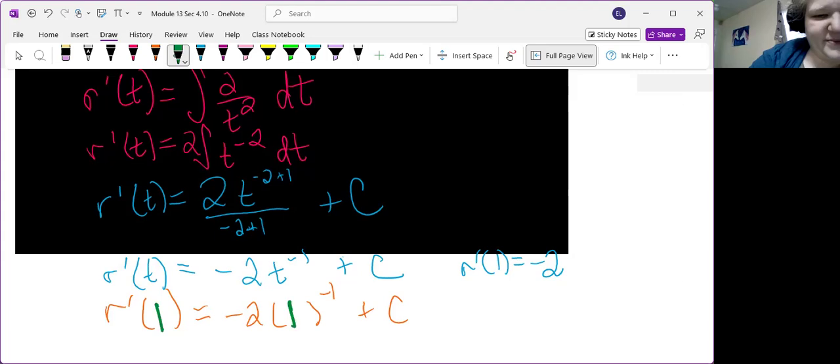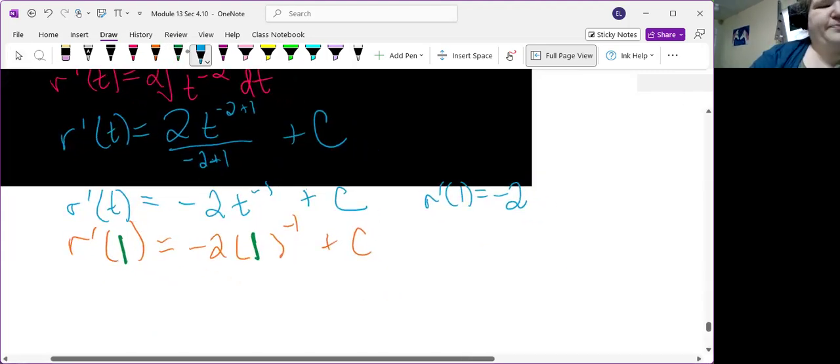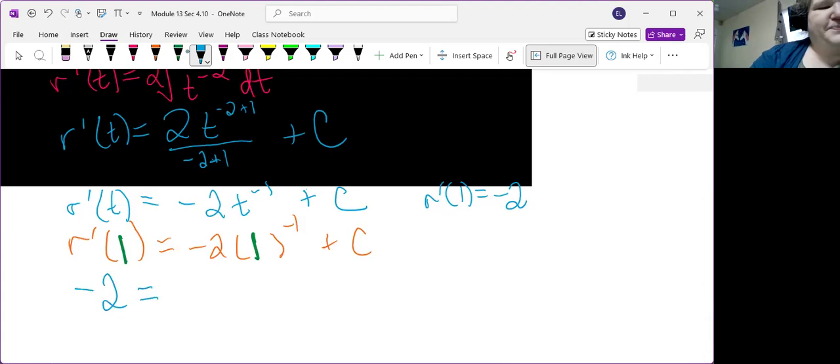So a 1 and a 1. But 1 is like our other best friend. We just get the constant. So 1 to the negative 1, 1 over 1 is still just 1. And then they told us r prime of 1 is negative 2. Oh, sneaky. So I have negative 2 equals negative 2 plus c. So if I add the 2 over, c is 0.